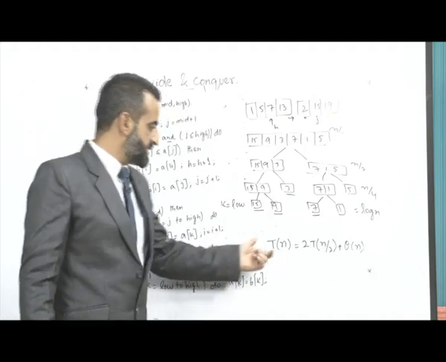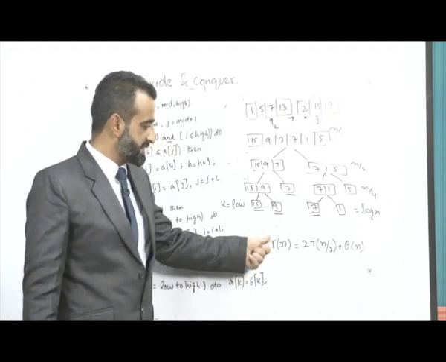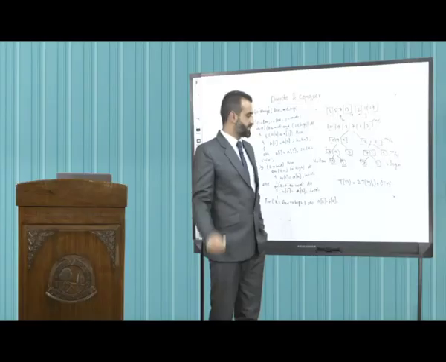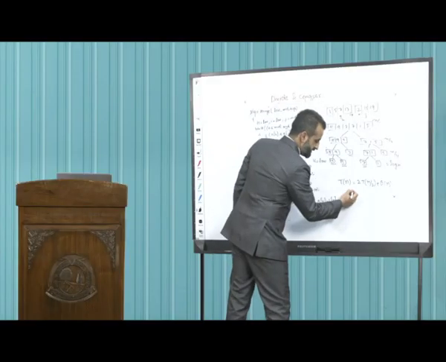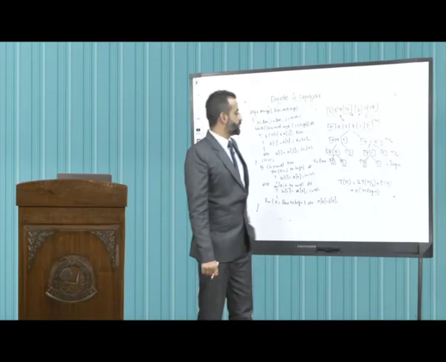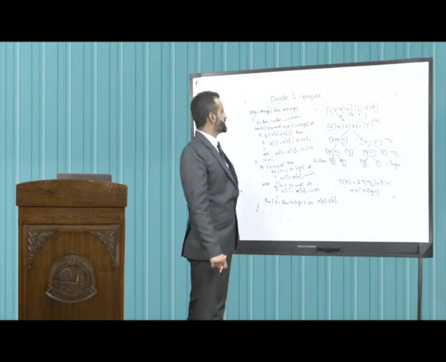If you use the master theorem on this recurrence relation, it satisfies the second case of the master theorem, and you will find out that it is order of n log n. So this is how we compute the time complexity of this merge sort algorithm.